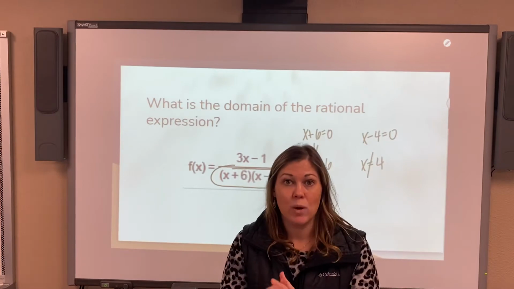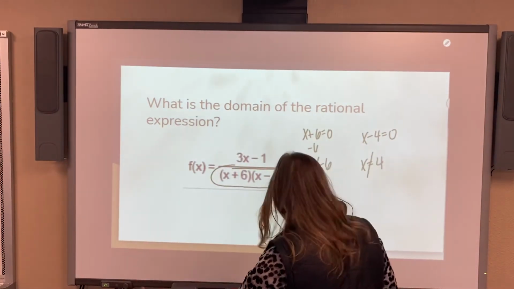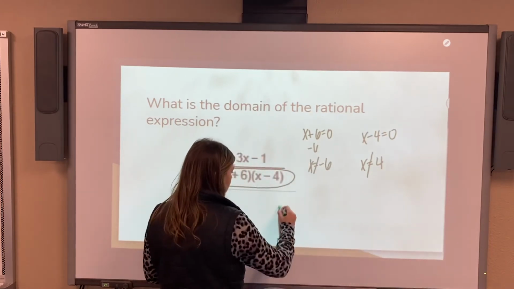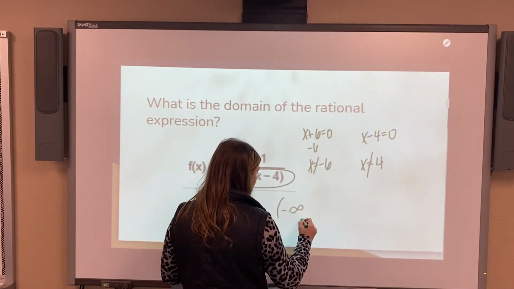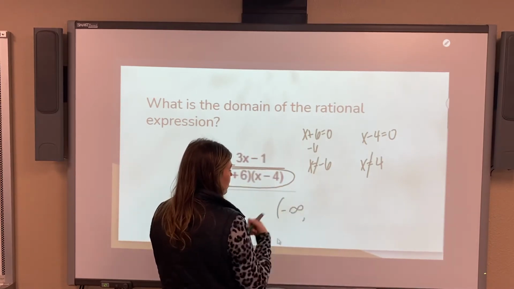So let's write our solution set. So we start from our smallest number, which is negative infinity. So it's not included, so negative infinity, going until negative 6. That's our smaller number, so we'll start with that one.